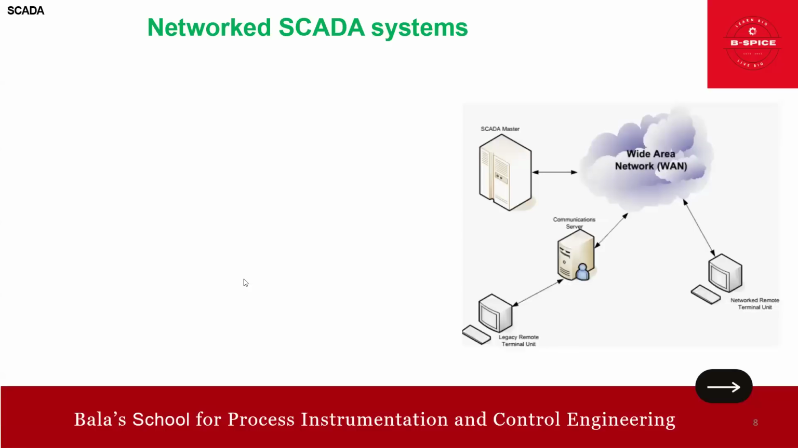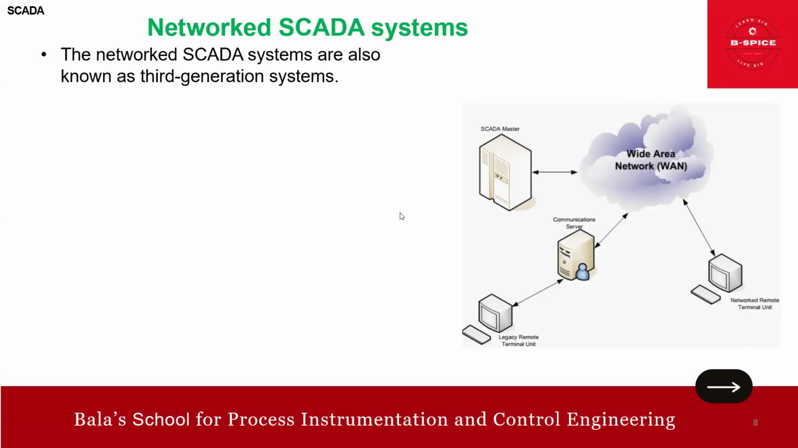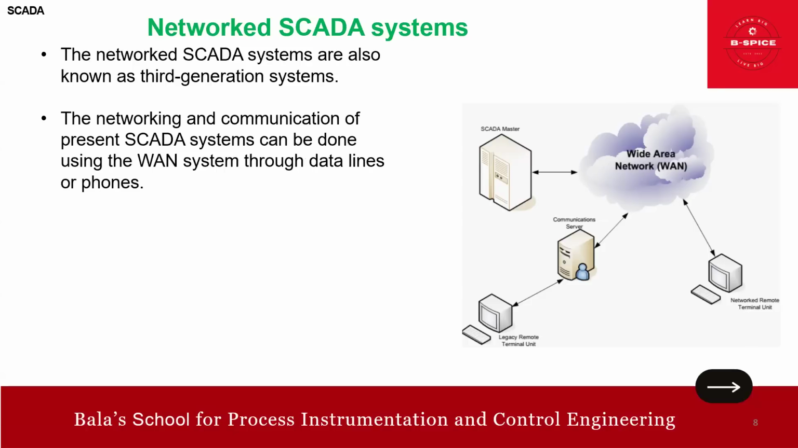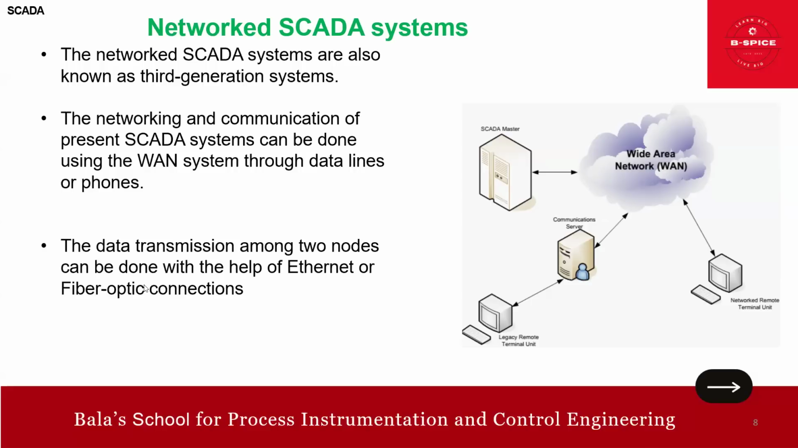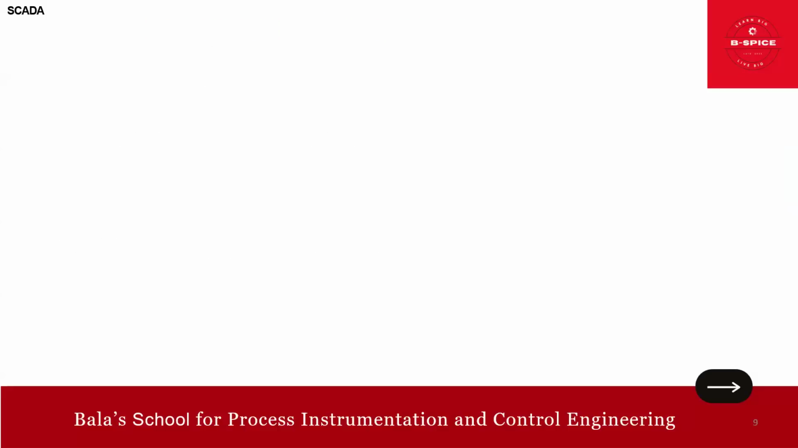Then the third generation, networked. As you can see here, it is performing through a wide area network. This is a WAN. So this is a third generation system. The networking and communication of present SCADA systems can be done using a WAN system with data lines or phones, right? Wide area network. The data transmission between two nodes can be done with the help of Ethernet or fiber optic. So that's about the network actually. Of late we have been using this for many applications, and of course now the IoT has taken over, right? So this is about the network.